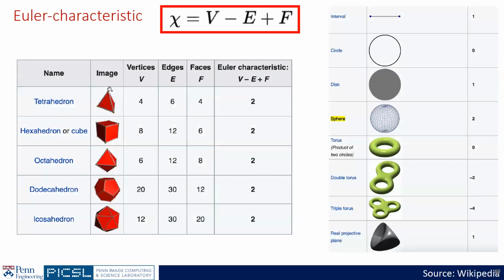So take an example of this particular tetrahedron, right? It has 4 vertices: 1, 2, 3, and 1 is behind, right? There are 4 vertices. There are 6 edges.